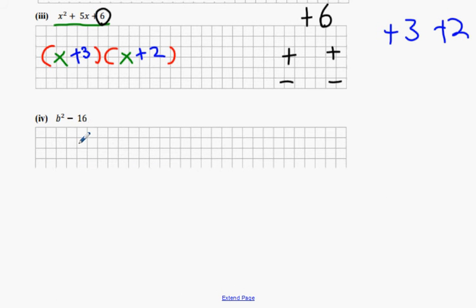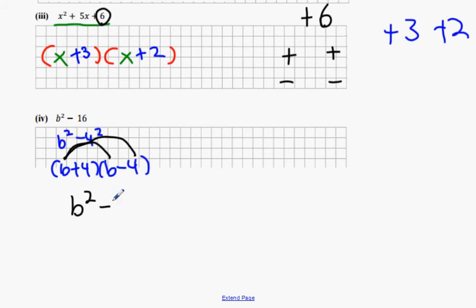B squared minus 16. It's the same as this here. And then you get b plus 4 and... Now, how would you check if you're right? B squared minus 4b. Then that one. And then finally 4b minus 4. And what happens to the 4b's? Are you left with the same thing? You're left with b squared minus 16, which is what we had at the very beginning.